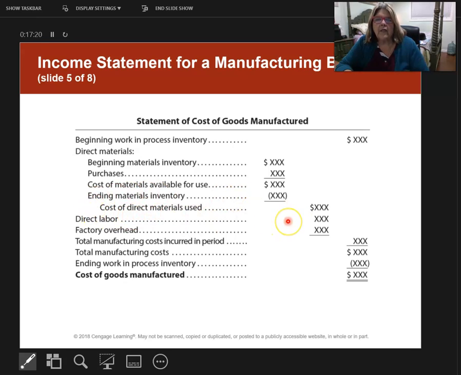Then I'm going to bring direct labor in. This is what I pay my employees. And then factory overhead, because these are my 3 costs: materials, labor, and factory overhead. I'm going to add these together, and these are my manufacturing costs that have occurred in this period. This was my beginning WIP. Add in what I bring, and this is my total manufacturing cost. Then I'm going to back out what's still in WIP. And this is the cost of goods manufactured that actually moves over to my finished goods.